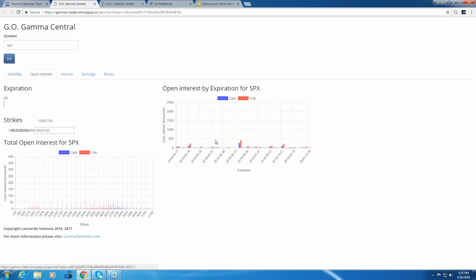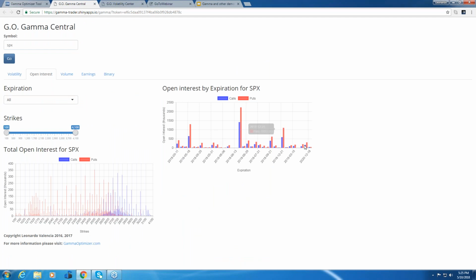You can see the option interest, how it's distributed through time and through strikes. And so that gives you an idea where the puts and the calls are. You can see, for instance, in SPX, you have a massive concentration of open interest on June, which is not surprising because that's the end of the quarter. And those kinds of things.